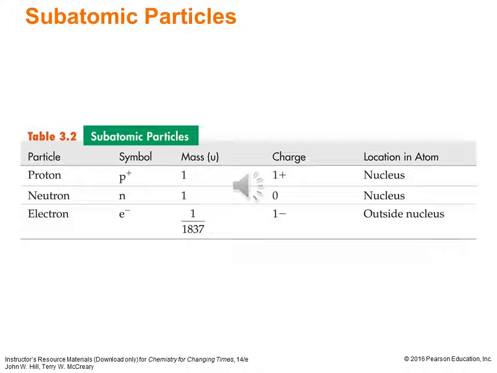It being neutral, the neutron has 0 charge, and it's also in that nucleus. So the nucleus is where the bulk, the overwhelming majority of mass is, and that mass is due to the protons and neutrons, if any. Most elements have at least 1 neutron. Hydrogen, in its most common isotope, has just the proton. Finally, we have the electron with the symbol lowercase e-, and its mass is very, very small.